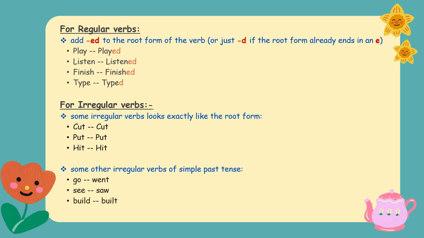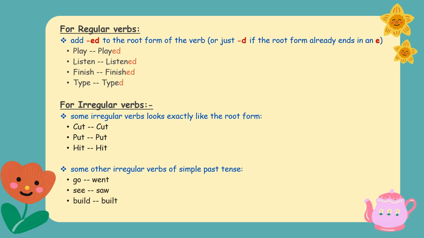For irregular verbs, there are two kinds. Some irregular verbs look exactly like the root form. For example, cut, cut, put, put, hit, hit. So the past tense of these irregular verbs still looks the same as the root form. Some other irregular verbs of the simple past tense are go becomes went, see becomes saw, build becomes built, B-U-I-L-T.